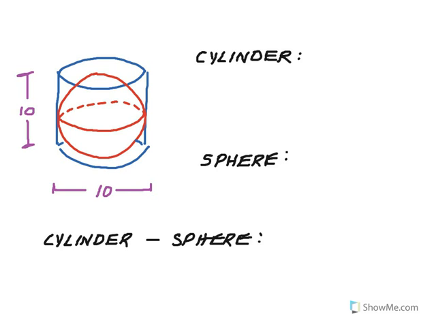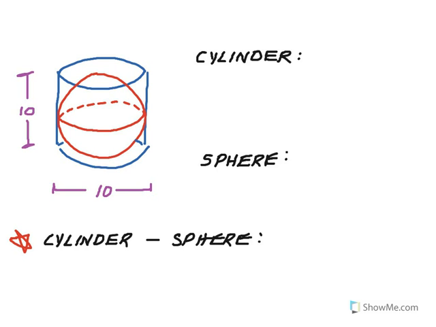Okay, in this last example, let's say that we have a sphere that is inscribed inside of a cylinder that has a diameter of 10 and a height of 10. And what we want to find is the volume that's inside the cylinder but outside the sphere. So our process is going to be, we're going to find the volume of the total cylinder, then we're going to find the volume of the sphere, and then we will subtract the volume of the sphere from the volume of the cylinder in order to find that volume that's inside the cylinder but outside the sphere.